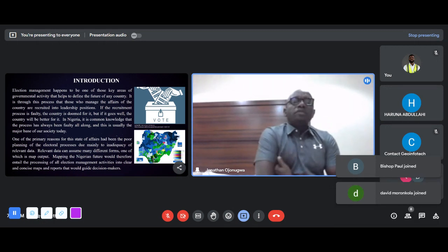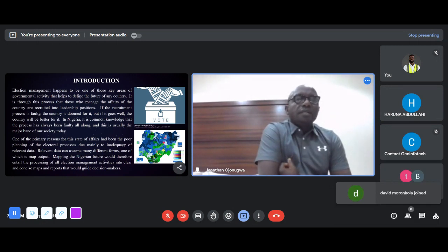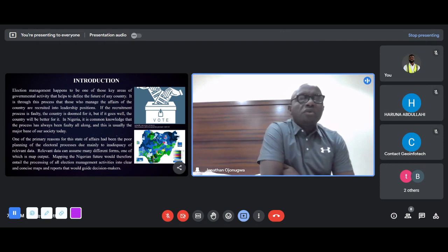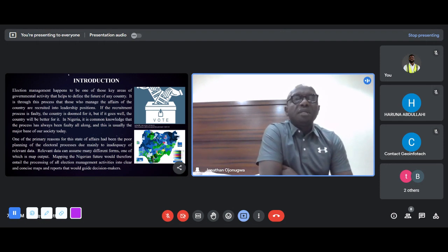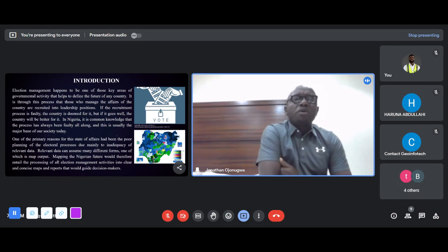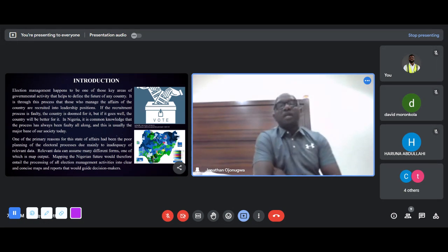Now, election management happens to be one of the key areas of government activity that help to define the future of any country. It is through this process that those who manage the affairs of the country are recruited into leadership positions. If the recruitment process is faulty, they come for it. But if it goes well, the country will be better for it. In Nigeria, it is common knowledge that the process has always been faulty all along. And this is usually the major bane of our society today.